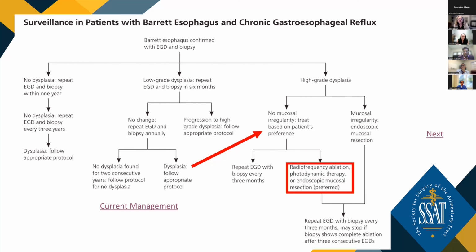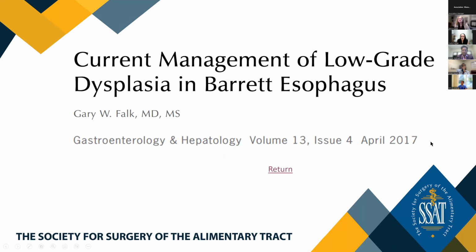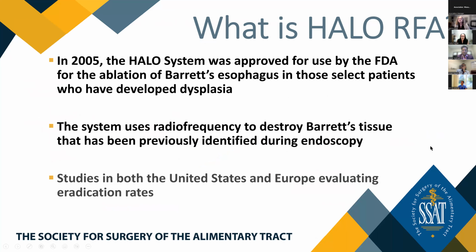Thank you for sending me back to this slide, because I wanted to go over the different radiofrequency ablation systems. The one we're going to be talking about is the Halo RFA. In 2005, it was a system approved by the FDA for Barrett's esophagus in patients who had dysplasia and who qualified. This uses radiofrequency ablation to destroy the tissue.